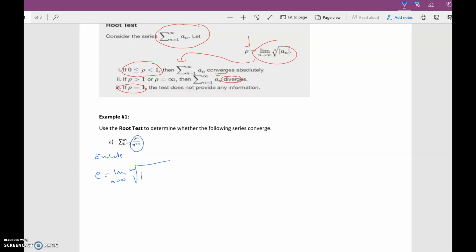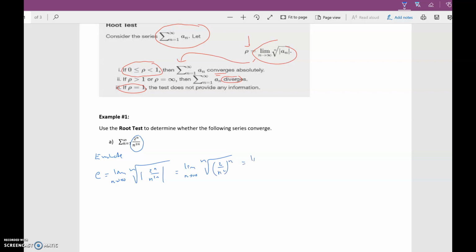In this case, we're going to be taking the nth root, and we're just going to put the absolute value on 2 to the n over n to the 2n. That expression happens to be positive, so you can simply express it as the limit as n approaches infinity of the nth root. I'm going to rewrite it as 2 over n squared raised to the n.